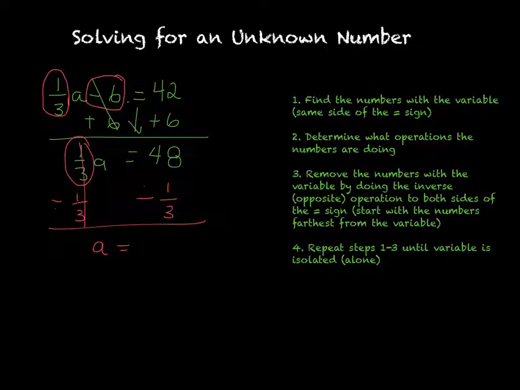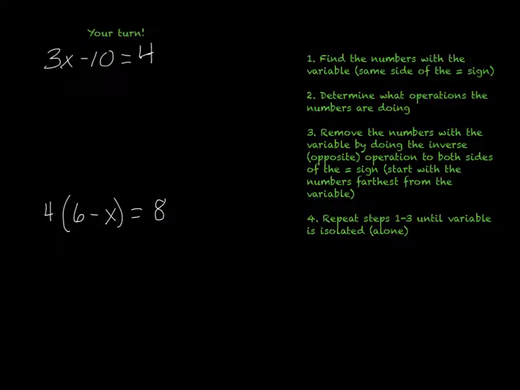A equals. Remember when we divide fractions, we just multiply by their inverse. So I'm going to write it over here. Multiplying 3/1. So I have to take 48 times 3. So in this case, our answer is A equals 144. So it's very important in these more complex ones that you really look at step 3, because you need to start with the numbers farthest from the variable.